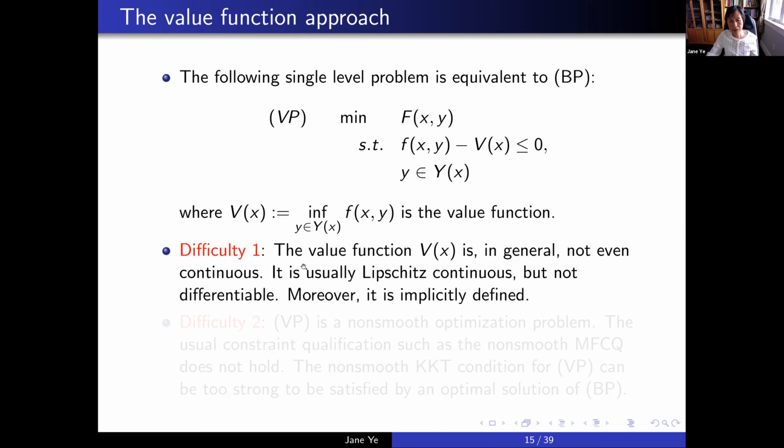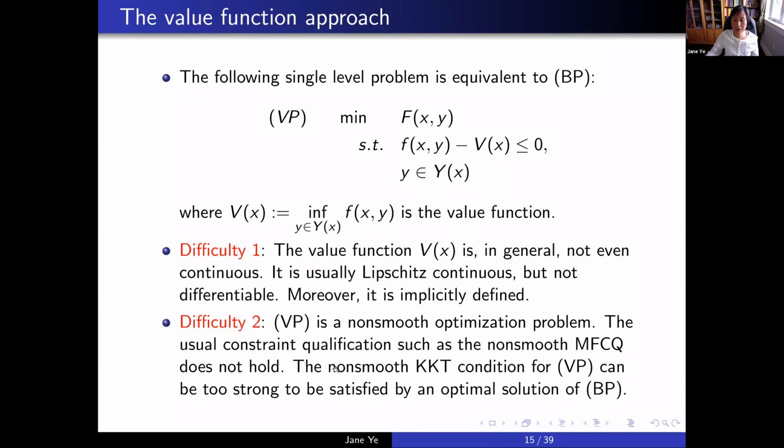The first difficulty is that the value function is in general not even continuous. It's usually Lipschitz continuous under relatively minor conditions, but not differentiable. And it is implicitly defined. So how do you solve this, or even write an optimality condition for this kind of problem? That's the second difficulty. It is a non-smooth optimization problem, and the usual constraint qualification, such as MFCQ, here you have to talk about non-smooth MFCQ, the Mangasarian-Fromovitz constraint qualification, does not hold.